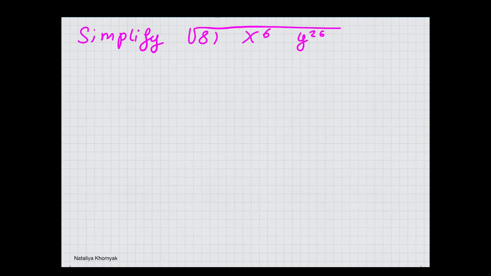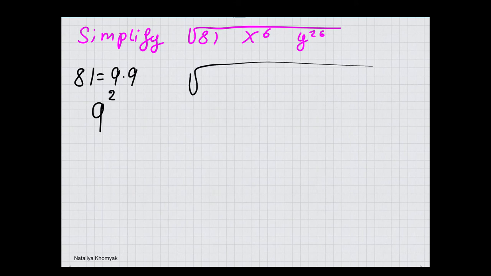Square root of 81, x to the 6th, y to the 26th. 81 is 9 times 9. So we can say that 81 is 9 to the 2nd. So our new problem is 9 to the 2nd, x to the 6th, y to the 26th. So let's take the root.